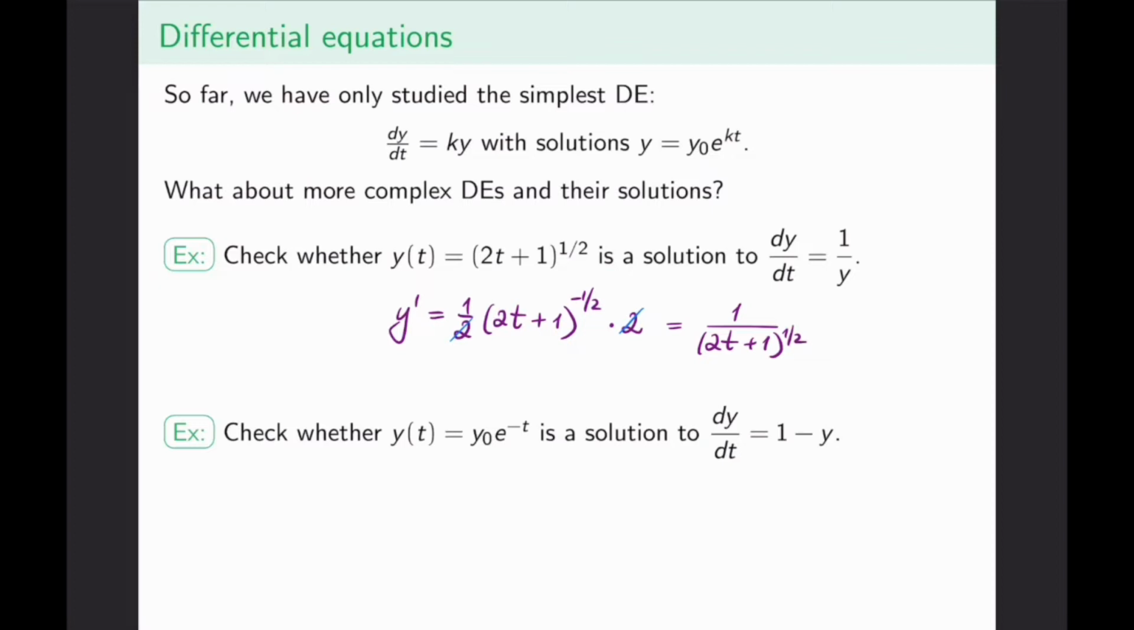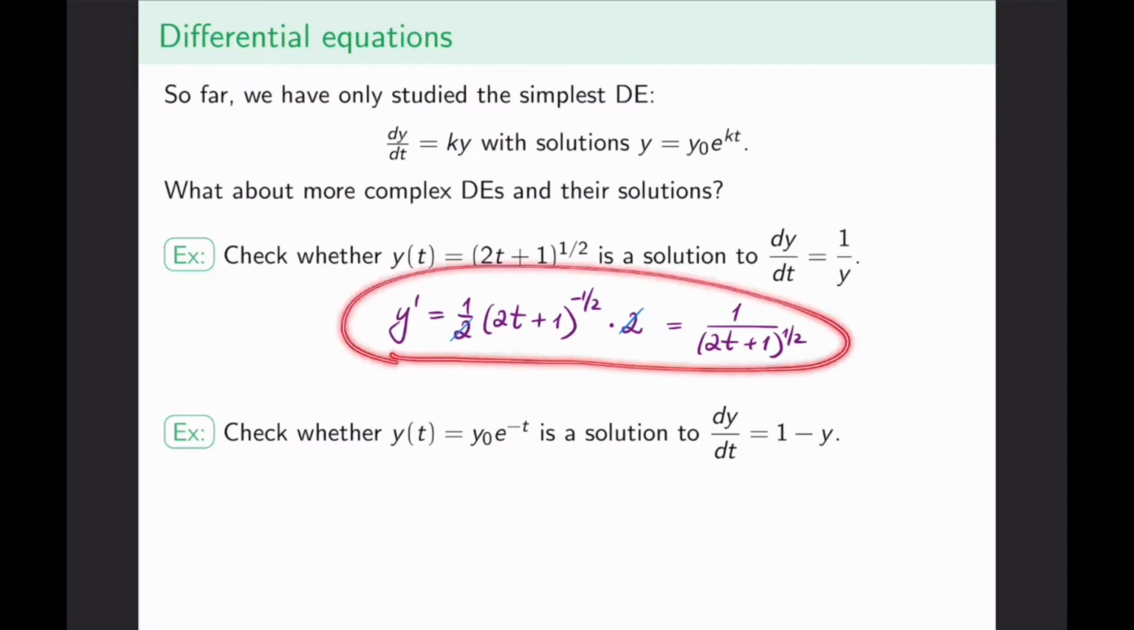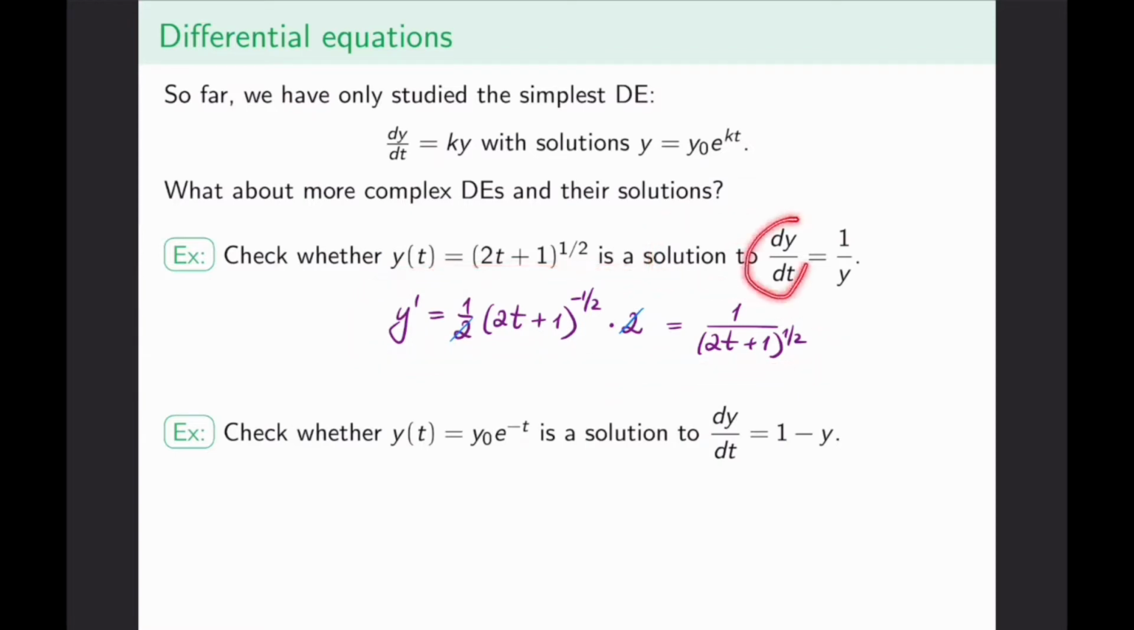Now the idea is, having simplified it, is this the same as the differential equation given, or is this definitely not satisfied? In my differential equation, I have that y prime is equal to 1 over y, whatever y happens to be. And once I took the derivative, I can see that y prime is equal to 1 over (2t plus 1) to the power 1/2, which is in fact 1 over y. So I can clearly see the same differential equation as I have above. So this function does satisfy this differential equation.